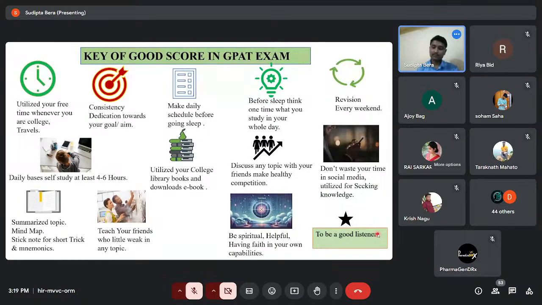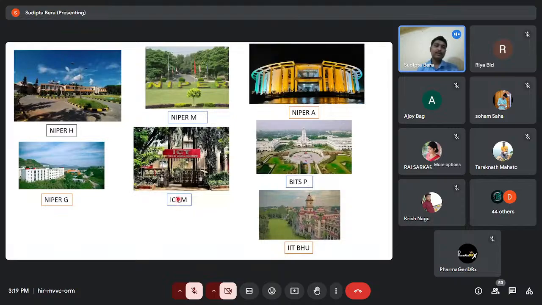This is important. After you qualify GPAT, you have NIPER Hyderabad, NIPER Mohali, NIPER Ahmedabad, NIPER Guwahati, and ICT Mumbai. These are good colleges. Also IIT BHU and BITS planning. So GPAT is the first criterion. First you qualify GPAT, then you can enter these colleges. These are the best colleges in India in the pharmacy field.